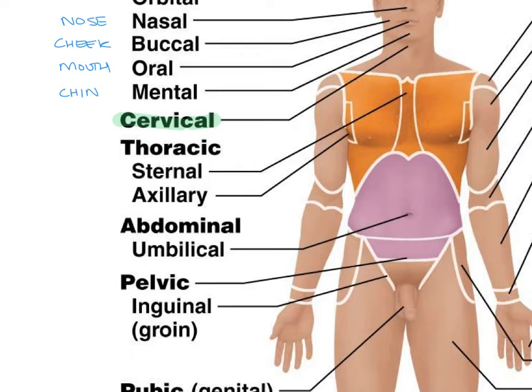Okay, next we're moving on to the thoracic cavity. So you can see that area in orange is the thoracic region of the body. Sometimes we might just generally call that the chest. Within that, you have the sternal region. Sternal region, if you think of the bone, the sternum, okay, that's that bone in the middle of your chest. And then axillary is your armpit. Okay, so for example, the lymph nodes located in your armpit are known as your axillary lymph nodes.